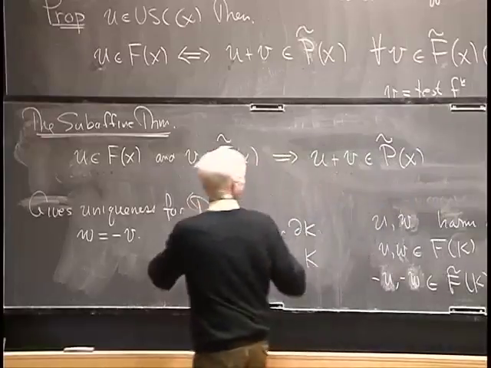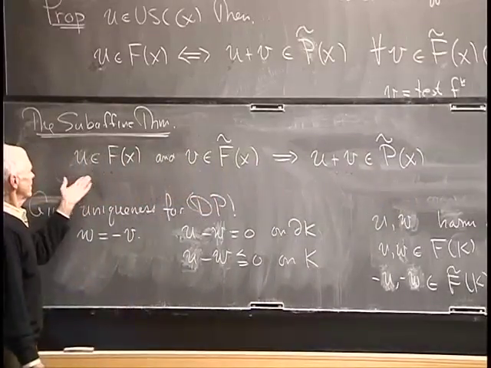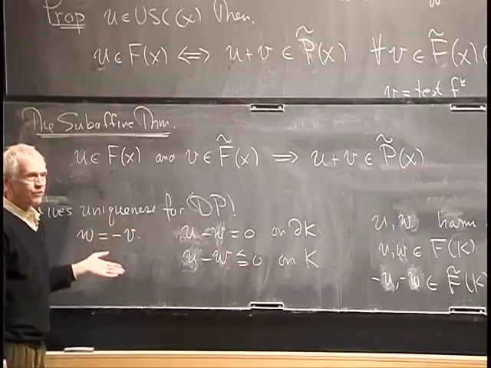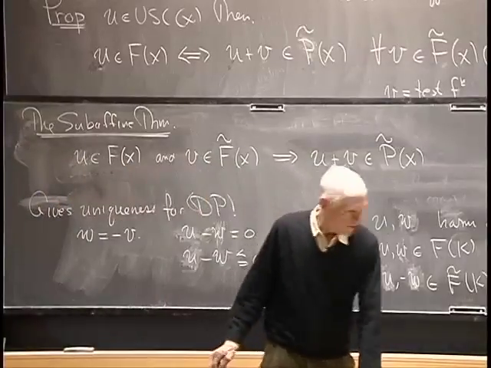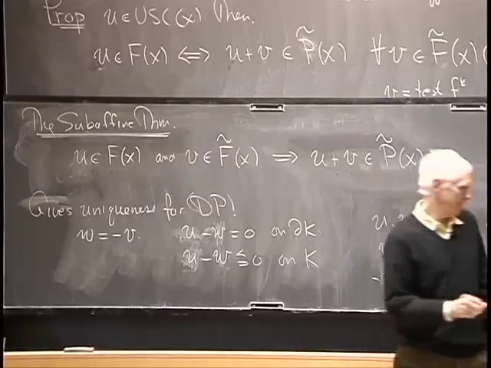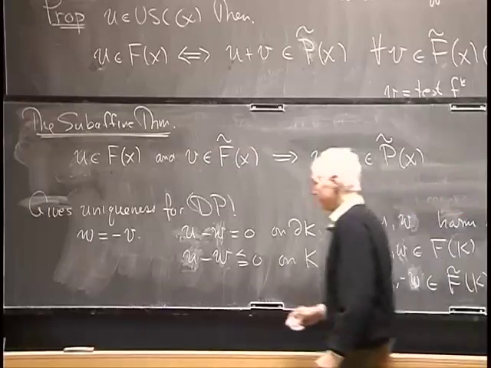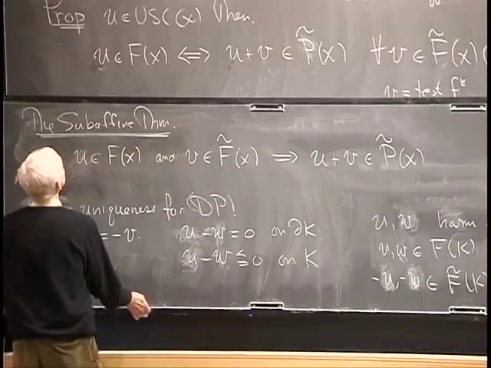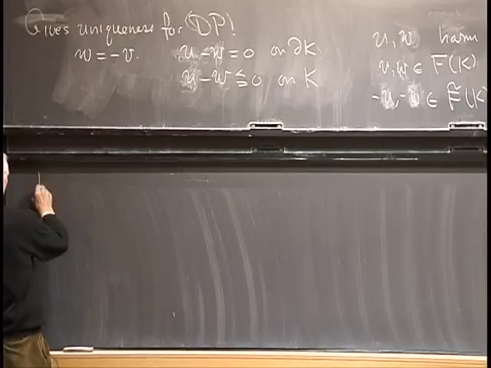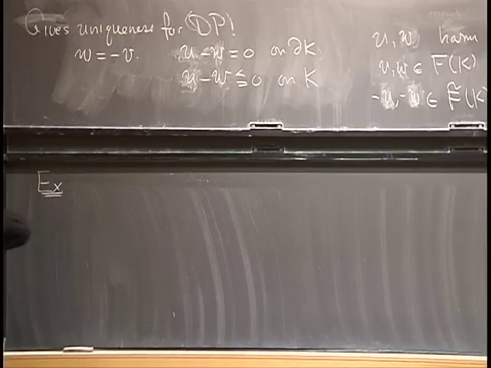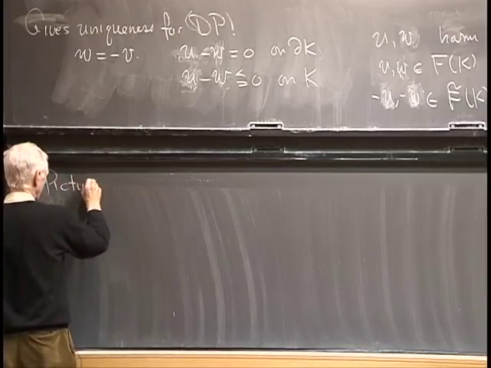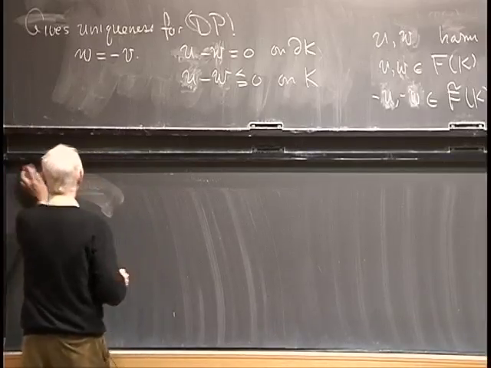So this subaffine theorem is a strong theorem. It essentially serves as what's called a comparison theorem. And it always implies uniqueness for the Dirichlet problem. Okay, so let me quickly talk about some examples. Let me draw some pictures. Maybe that's a better way of putting it. Pictures and examples. Well, no, I'll start with examples.